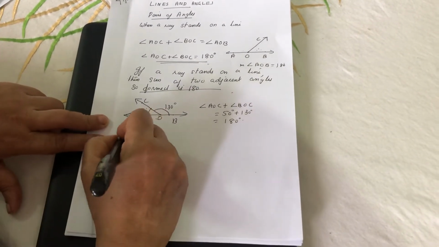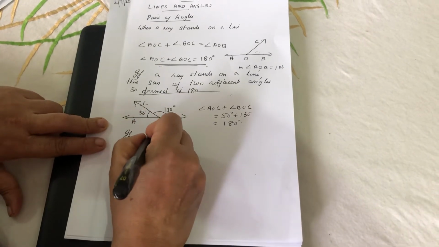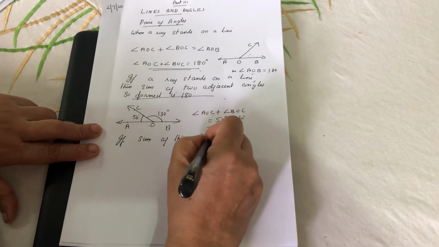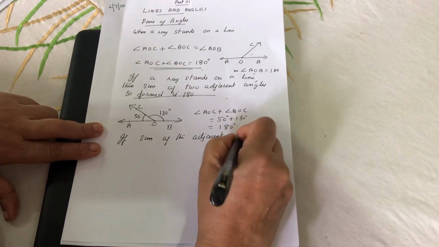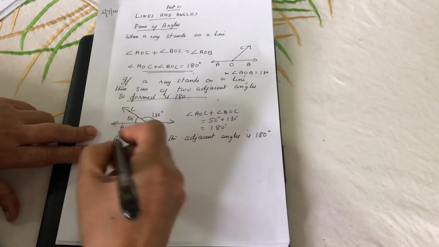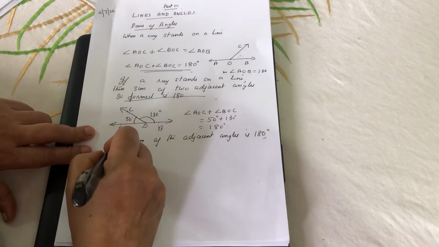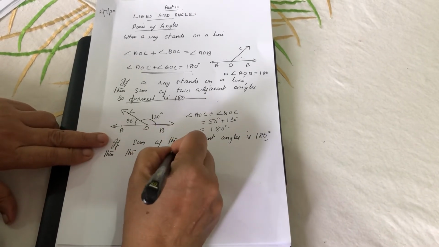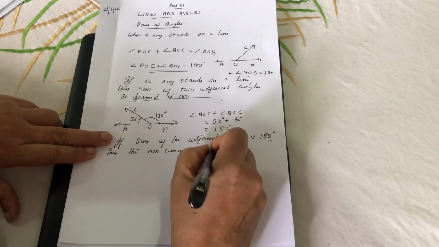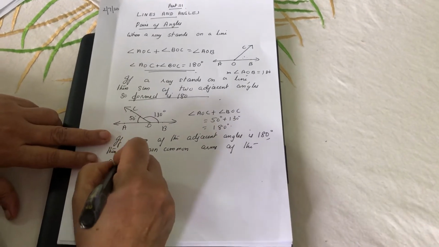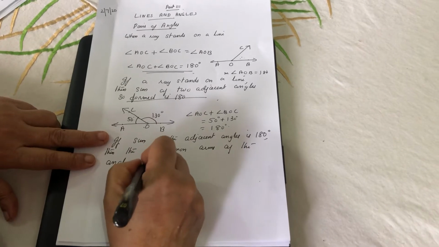So here, if the sum of the adjacent angles is 180 degrees, then the non-common arms of the angles form a line.